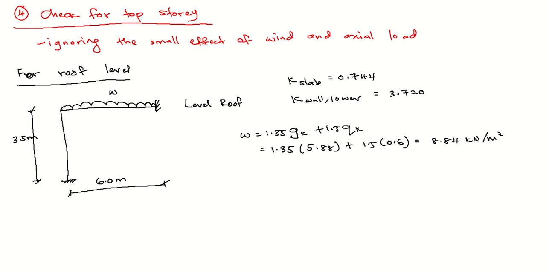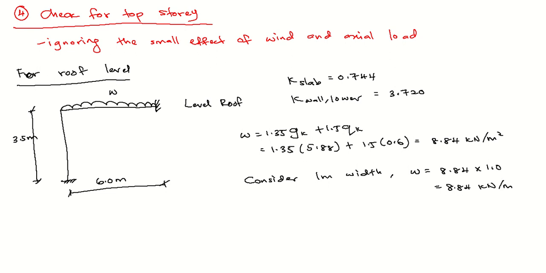It is in unit kilonewton per meter square. And just like slab, we will consider 1 meter width. Since our width is too long, we have a very wide width, so we consider per meter. So for per meter width, our W will be 8.84 times 1 meter. Then we will get 8.84 kilonewton per meter.